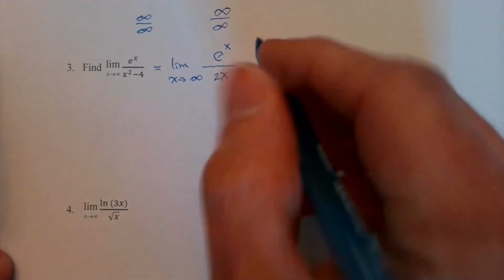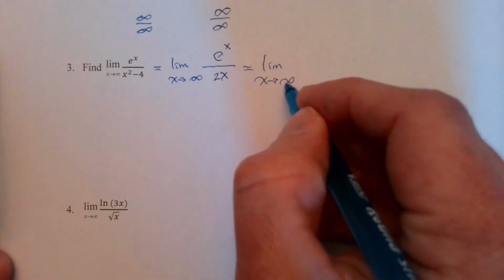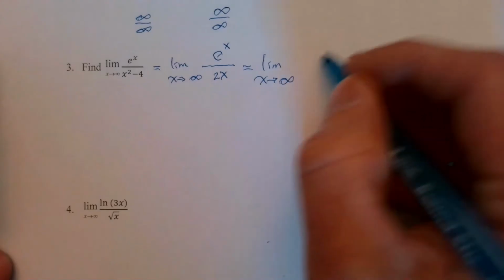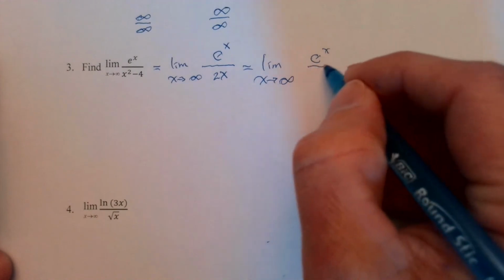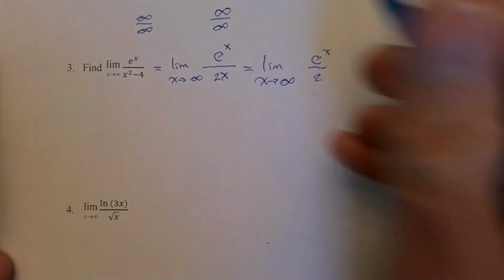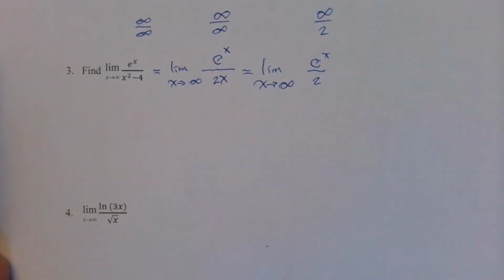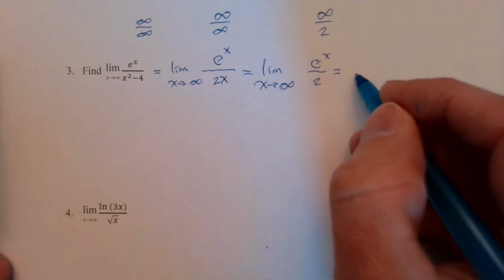So you're going to go ahead and apply derivatives one more time. Take the derivative of e to the x. Take the derivative of 2x. Evaluate with infinity, and this time we have this sort of a thing. Infinity divided by 2, which is still infinite.